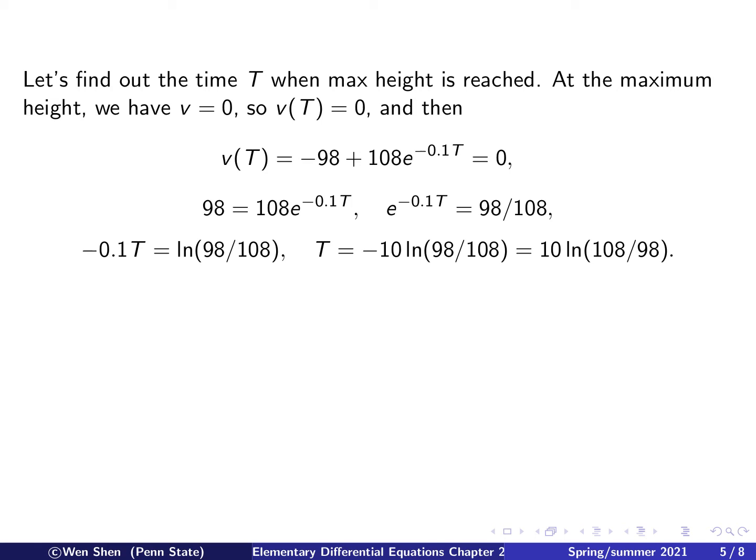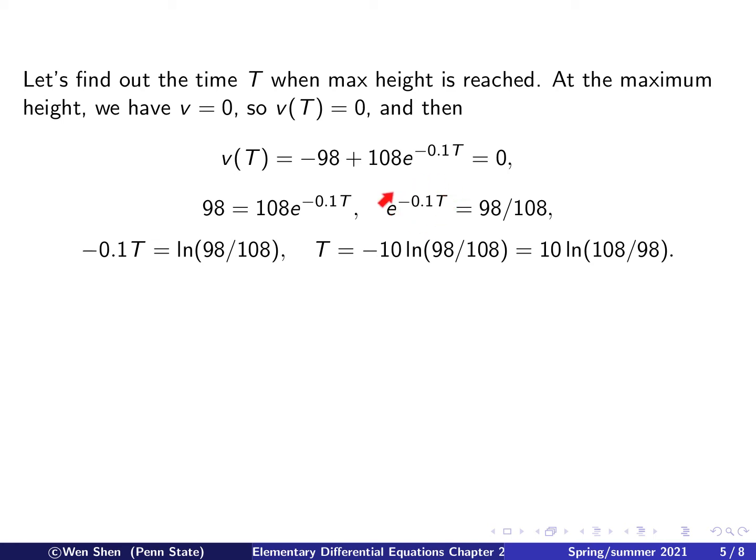Okay, so let's plug that in. So v of capital T is this expression, and we want this to be 0. So now we have an equation to solve to find capital T. Okay, so let's try to move everything to the other side. We can move 98 to the other side and get this. And then we can divide both sides by 108, and then we have an exponential function alone.